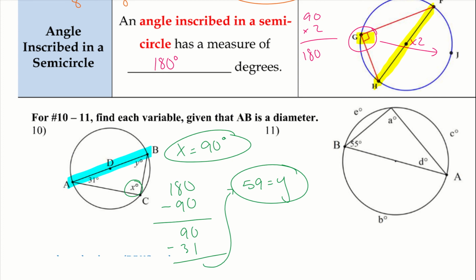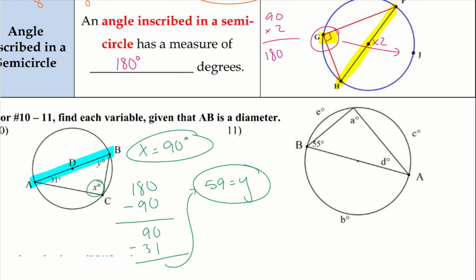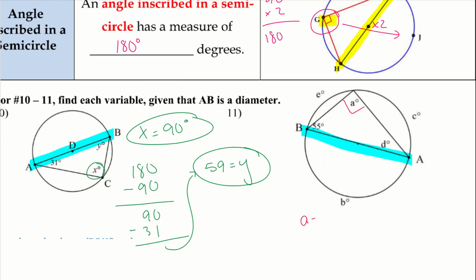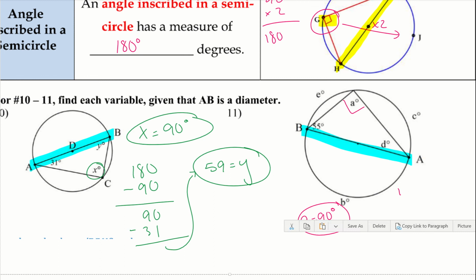All right, let's take a look at 11. We have a few different things to solve here. Let's go ahead and start with the triangle that we have created. So we have our diameter, which means angle A has to be 90 degrees. So A equals 90 degrees. So to find D, I'm going to take 180 minus 90 minus 55.